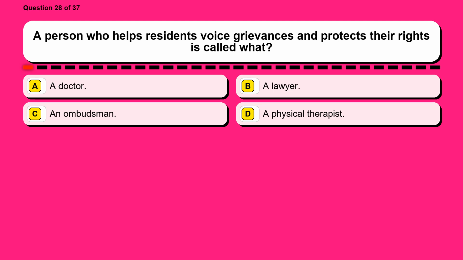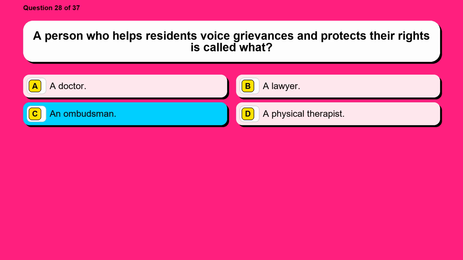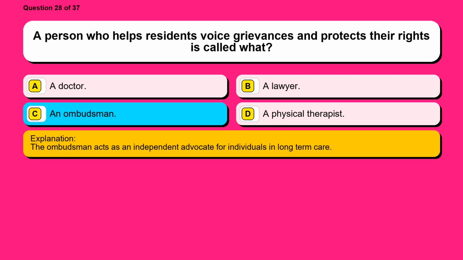Question 28. A person who helps residents voice grievances and protects their rights is called what? Option A. A doctor. Option B. A lawyer. Option C. An ombudsman. Option D. A physical therapist. The correct answer is option C. An ombudsman. The ombudsman acts as an independent advocate for individuals in long-term care.